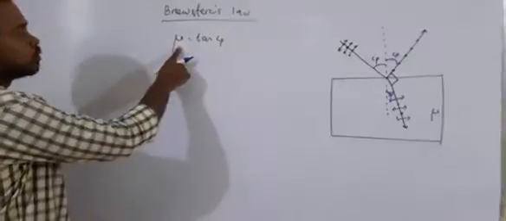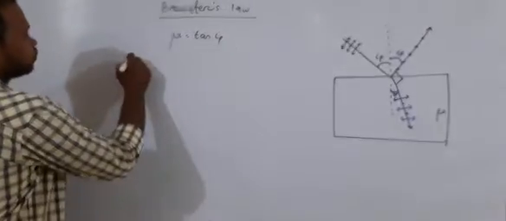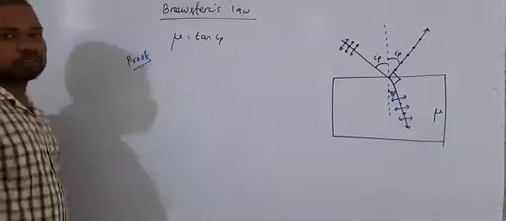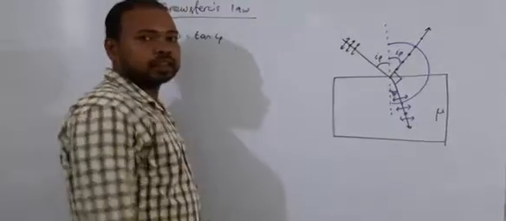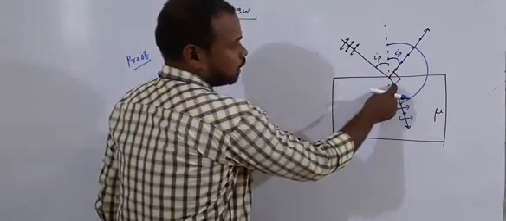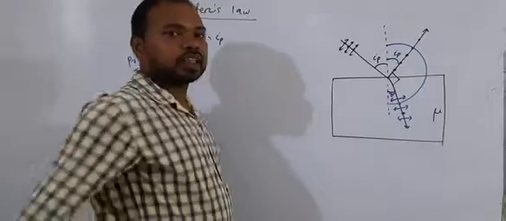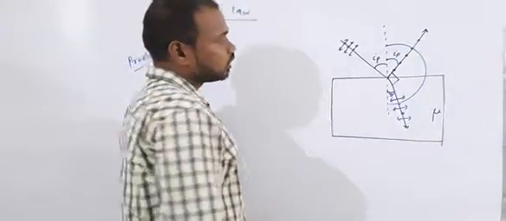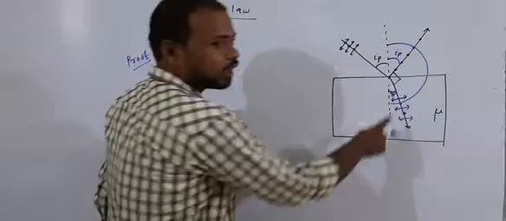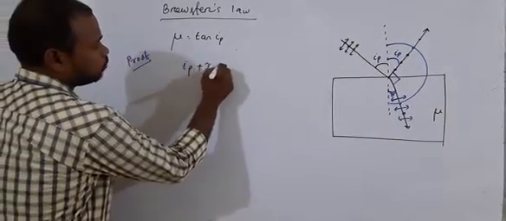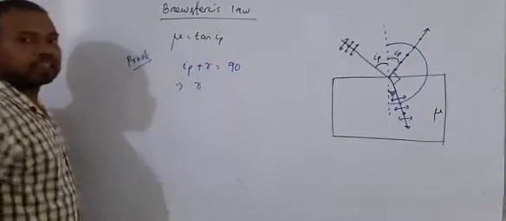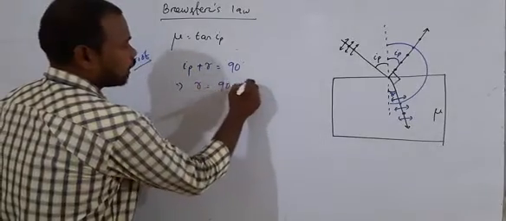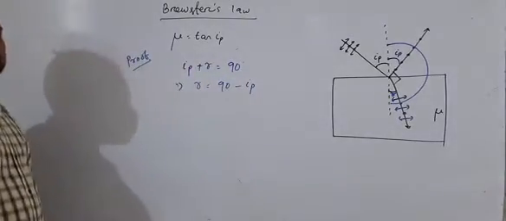Now we will prove mu is equal to tan iP. You see, this total angle is your 180 degrees. This angle is 90 degrees, meaning the reflected ray and refracted ray are perpendicular to each other. Then iP plus r is equal to 90 degrees, which implies r is equal to 90 minus iP.